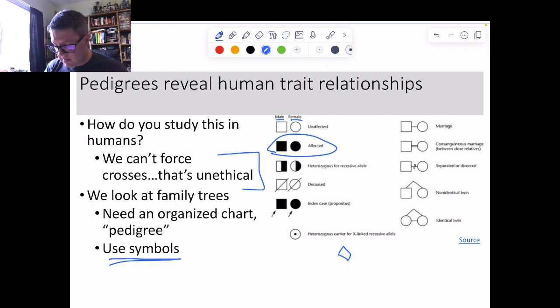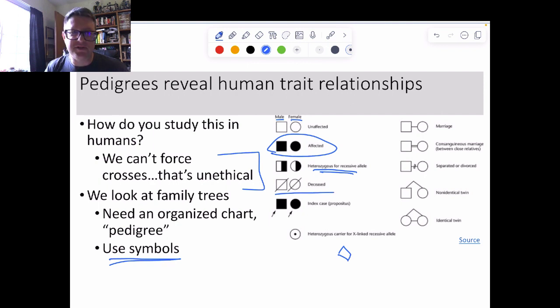Properly speaking, you should half fill out the box or diamond or circle if you are what we would call a carrier or you're heterozygous. In professional pedigrees, this is done. Typically in school, we don't do that. But if you were to professionally have one of these made, this is what would happen.